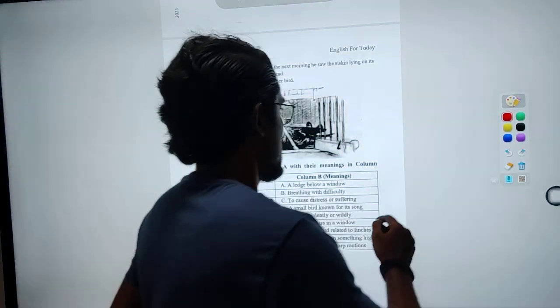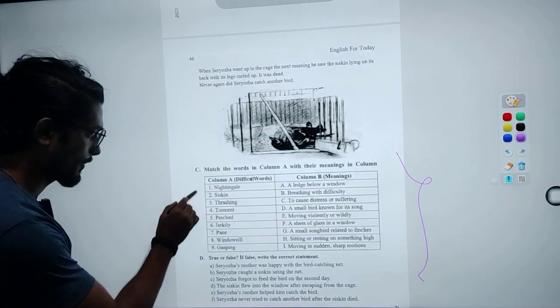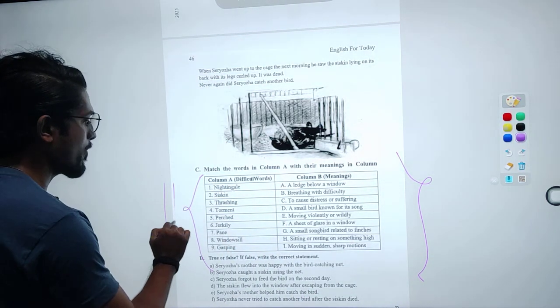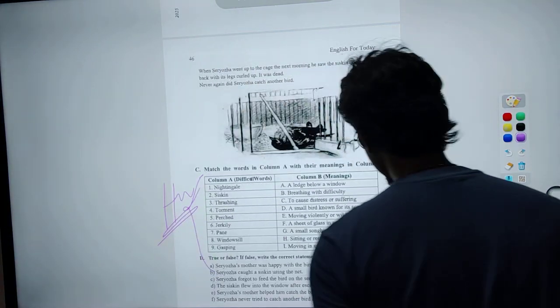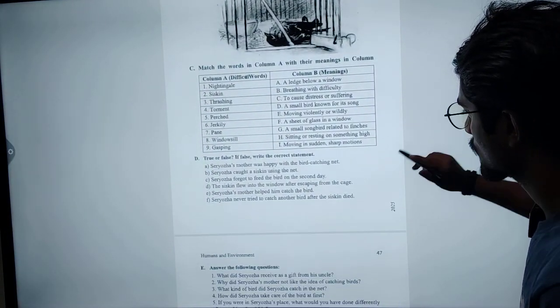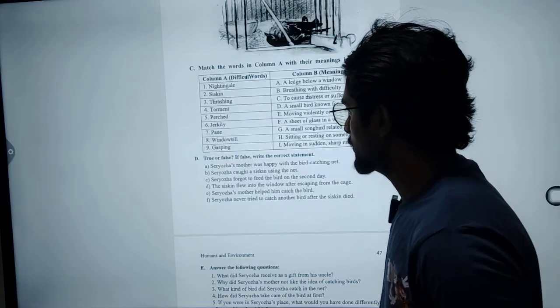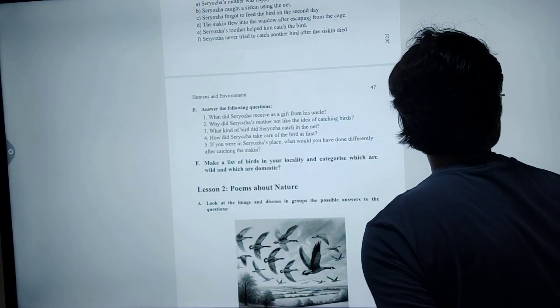So do this as your homework. Try to match the column and the true false also. The true false also. And the question answer also.